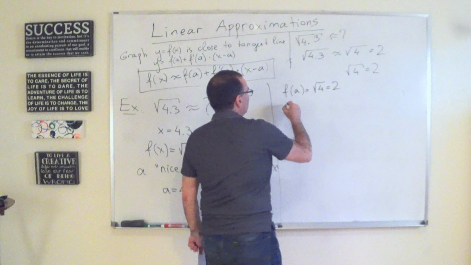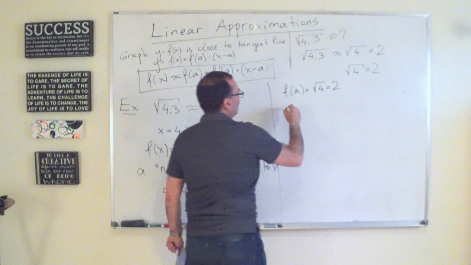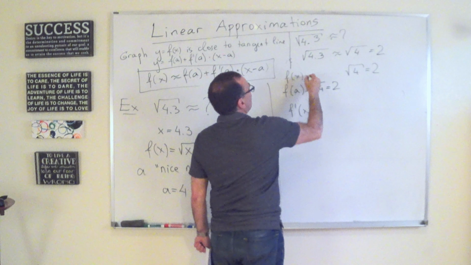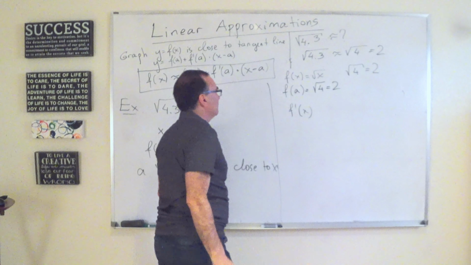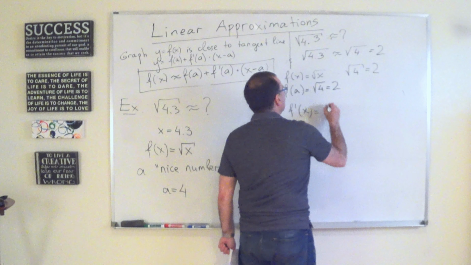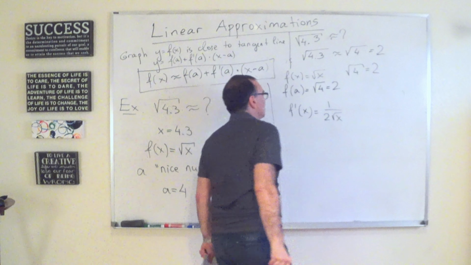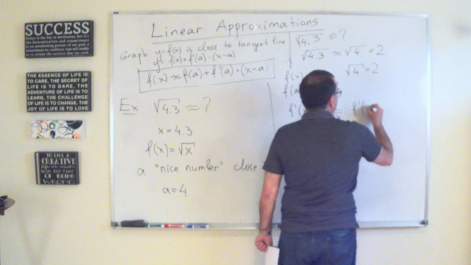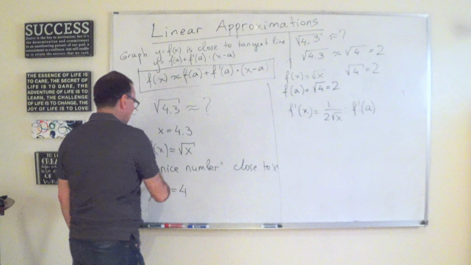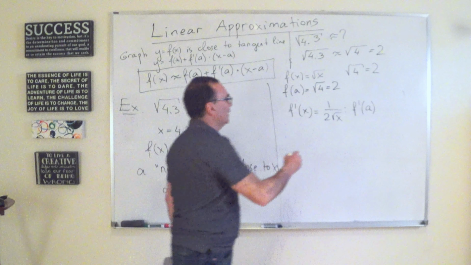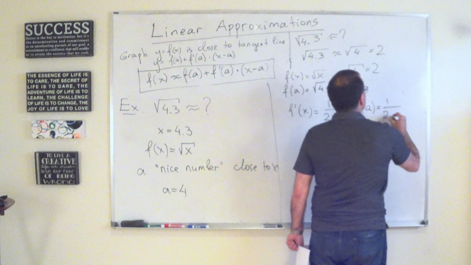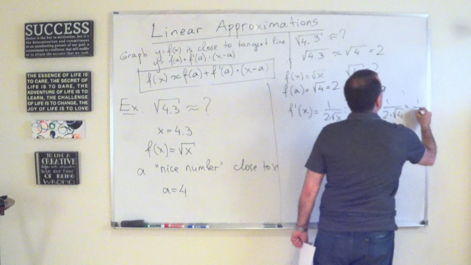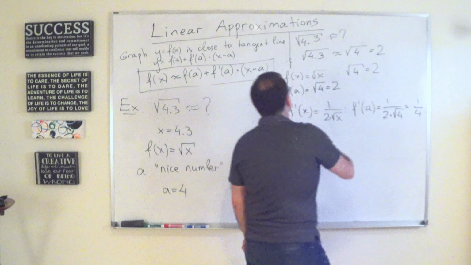Now, in order to calculate f prime of a, first we need f prime of x. I remind you that f of x is square root of x. F prime of x is therefore 1 over 2 square root of x. That's the derivative of square root of x. And therefore, since a is 4, f prime of a is 1 over 2 times square root of 4. And obviously that's just 1/4. 1 over 2 times 2 is 1/4. So this is my f prime of a.